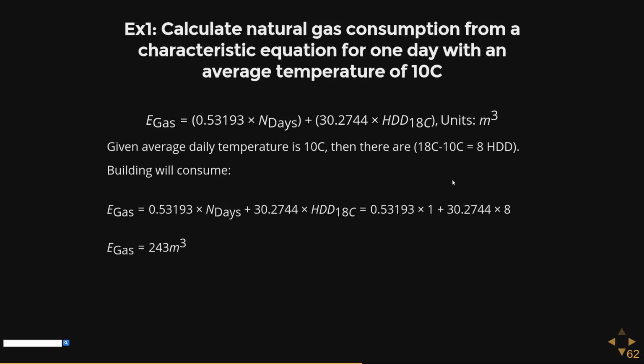Okay, so we're just taking the heating degree days and plugging them in here. We're taking the number of days of the period we're looking at. You're given that it's for one day, so you're just plugging in 1 here, and then you calculate and figure out that the building would use approximately 243 meters cubed of natural gas for that day.